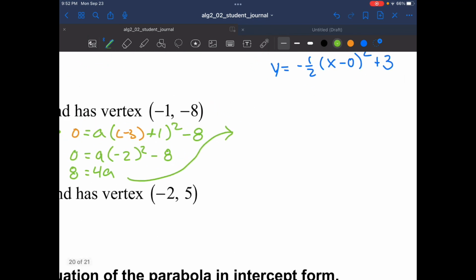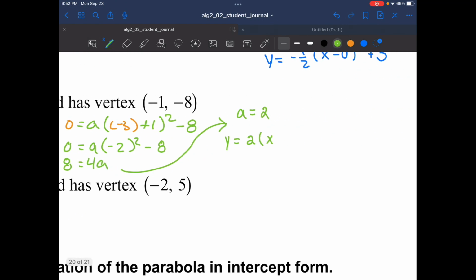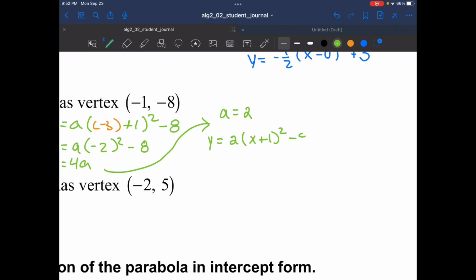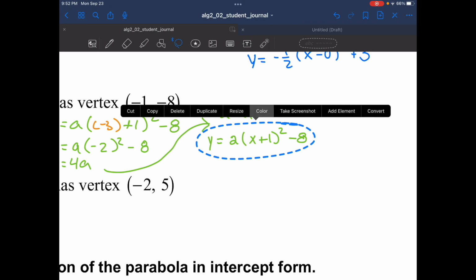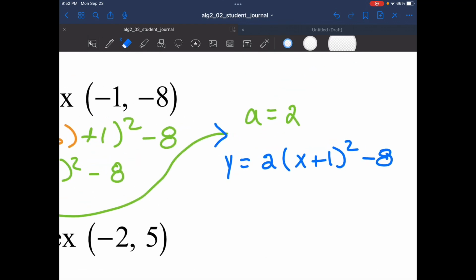So then we're here. So we have our a, and we have a is equal to 2. Okay. So I'm going to write this as y equals 2(x, go back to here, plus 1) squared minus 8. And that is my expression. Let me recolor this. Not expression, sorry, that is my quadratic.